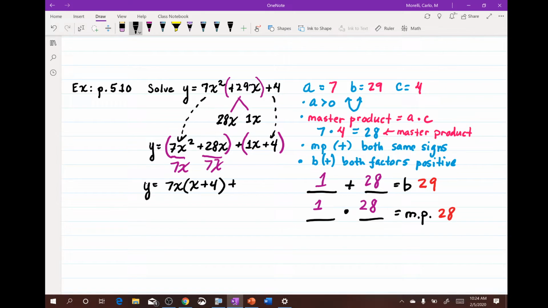Okay. So when you cannot factor anything, remember we said that thing was fully factored, 1x plus 4? When you can't factor anything, you can factor out a 1.